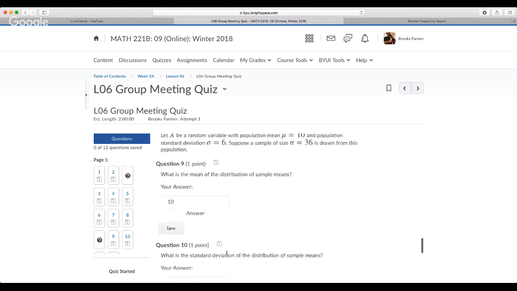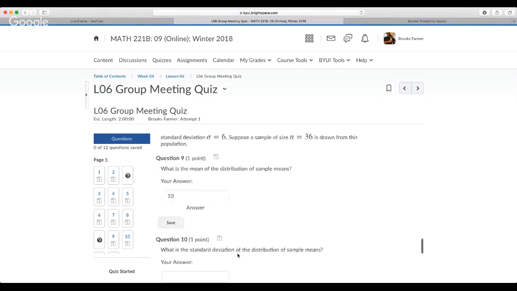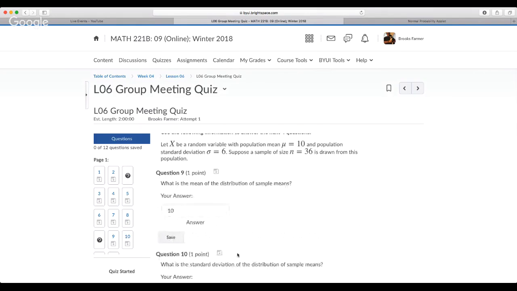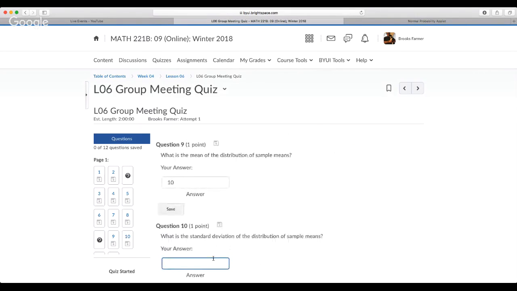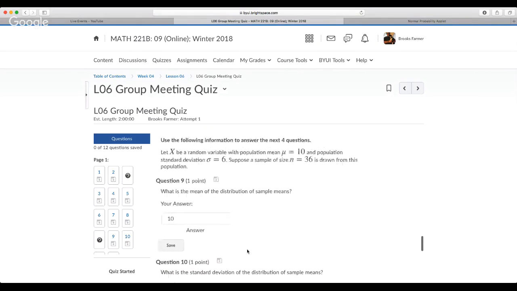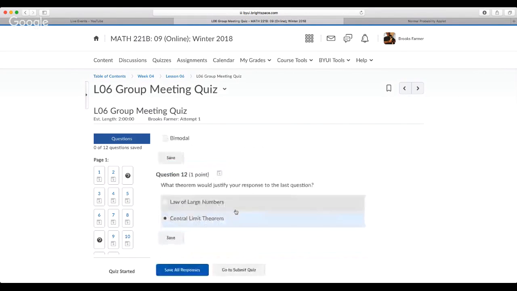Okay, so I skipped 10. That's my bad. So it's 1, really. Yeah, the standard deviation 6 divided by the square root of 36. That's 1. So there are only really 2 formulas you need to know this lesson. The mean of the sample is always the mean. That's the big one. And the standard deviation is the standard deviation over the square root of the sample size. Makes sense. The last one will be the central limit theorem.